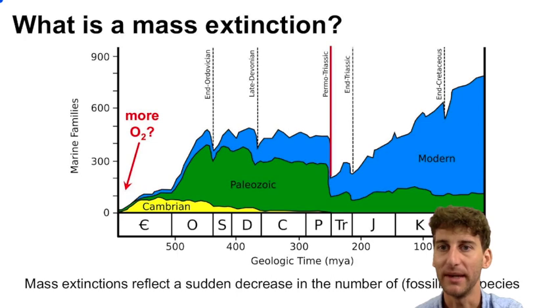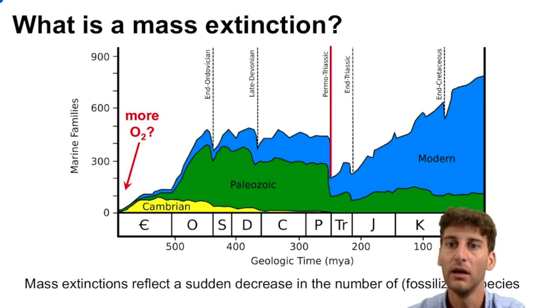So what exactly is a mass extinction? I mean, the concept seems simple enough, right? It's all these species becoming extinct around the same time. But identifying this in the geologic record can be challenging because species are constantly becoming extinct, just as new species are constantly evolving and separating from their ancestors.